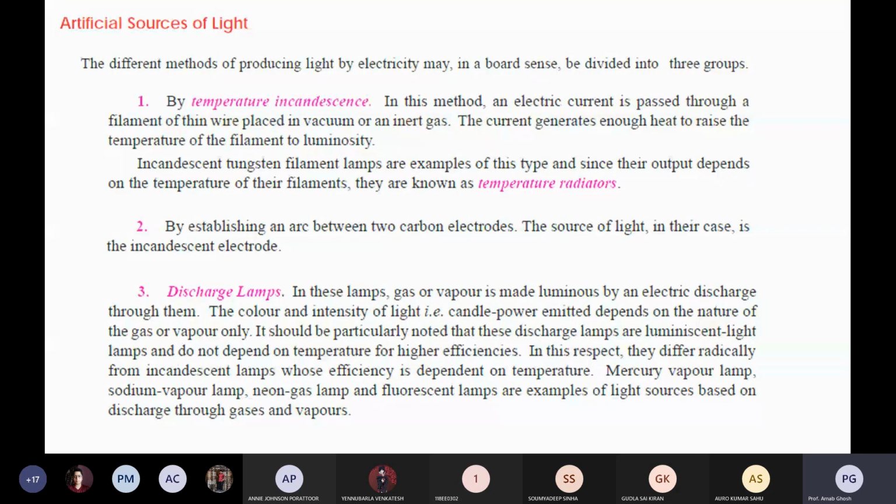Today I'm going to discuss a very brief idea about the different artificial sources. In my last class, I discussed the different types of artificial sources of light. Today only a few slides are there, with basic discussion about different sources of light. Then we can conclude this module, the module of illumination. In the next class we can start the next module.